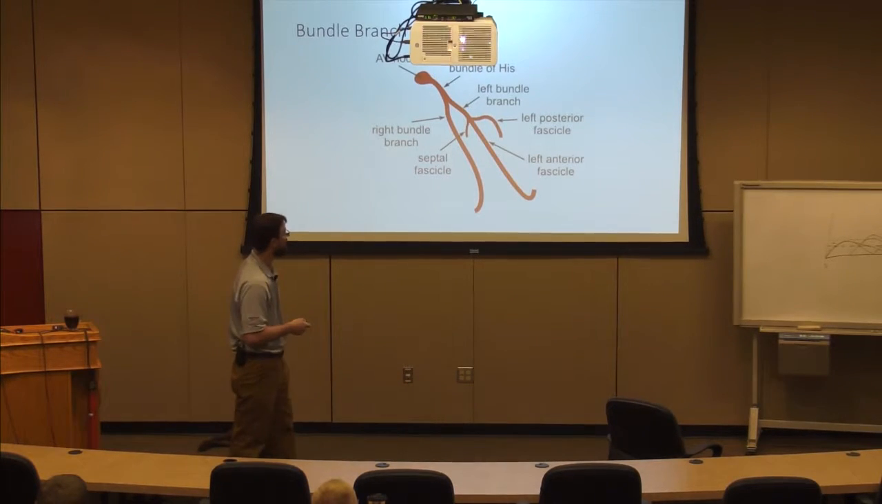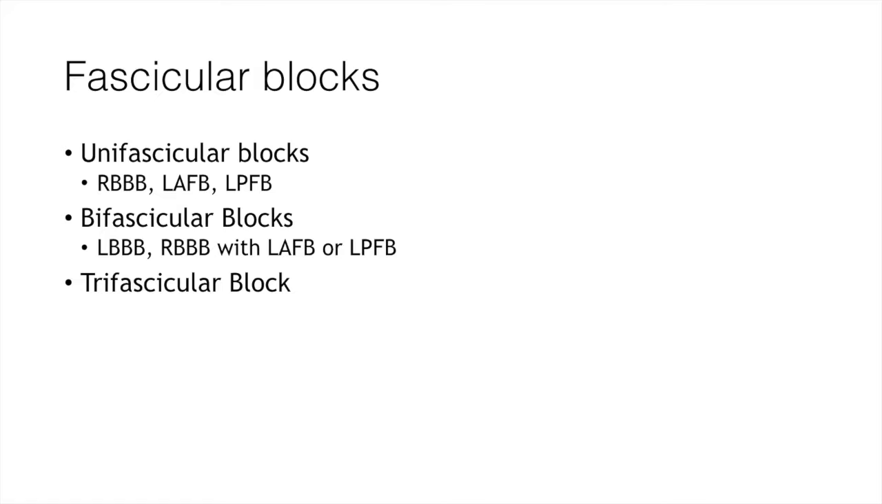The left bundle actually has a posterior fascicle and an anterior fascicle. The right bundle is a single fascicle. So when we divide up blocks, really they're called fascicular blocks. I can have a right bundle branch block, a left anterior fascicular block, or a left posterior fascicular block. Those are all my unifascicular blocks. My bifascicular blocks are going to be a left bundle or a right bundle with one of the anterior or posterior fascicles. Does that make sense?